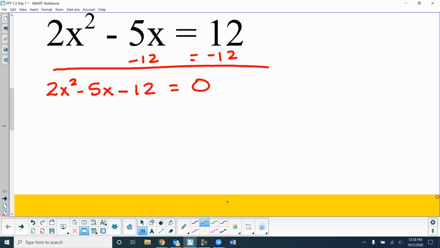When it's 2, what do you guys remember what to do? Yeah, multiply 2 times negative 12. That gives us negative 24. So I look for factors of negative 24 that add up to negative 5. What would they be, John?